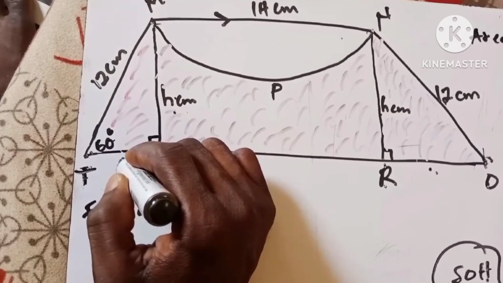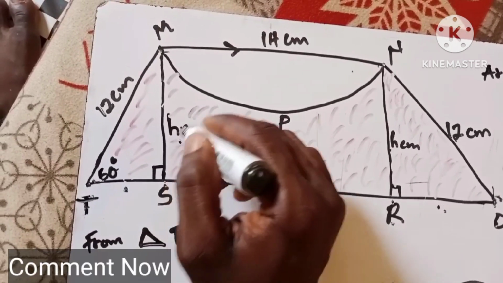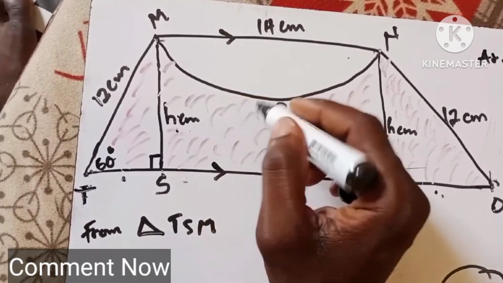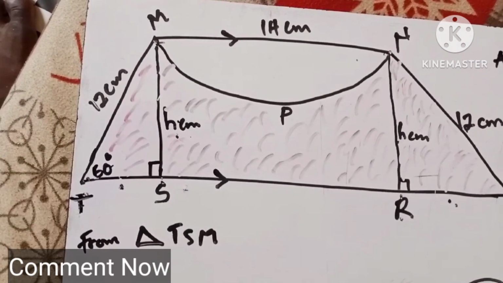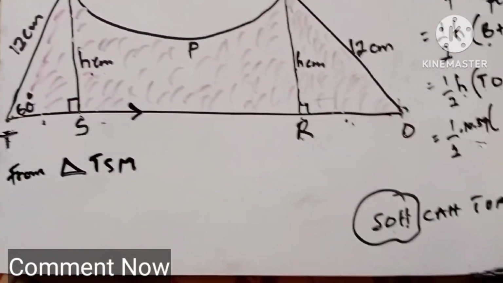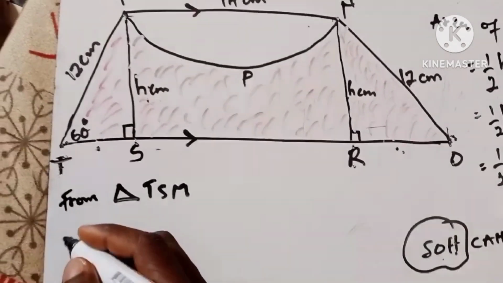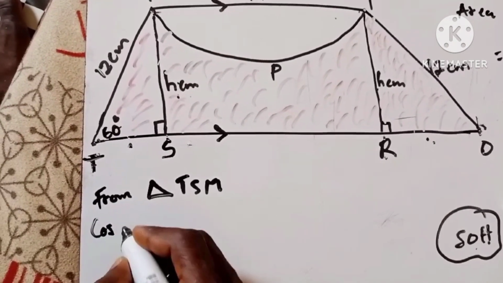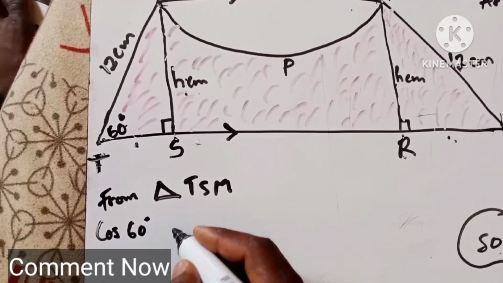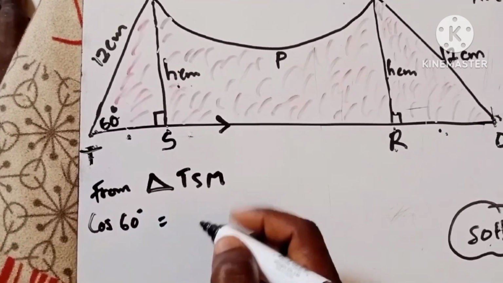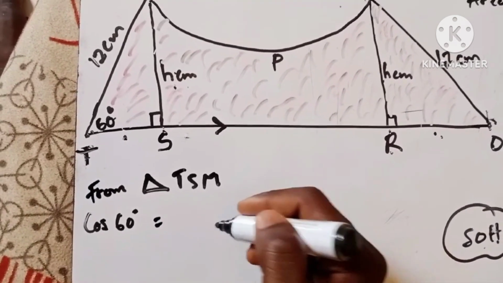Determining here will be very easy if you know how to use the Pythagoras theorem, that is, the hypotenuse squared is equal to the adjacent squared plus the opposite squared. But here I'm going to use SOHCAHTOA. Because I have the angle here, that's cos theta. The theta is 60 degrees, so cos 60 degrees is equal to the adjacent over the hypotenuse.